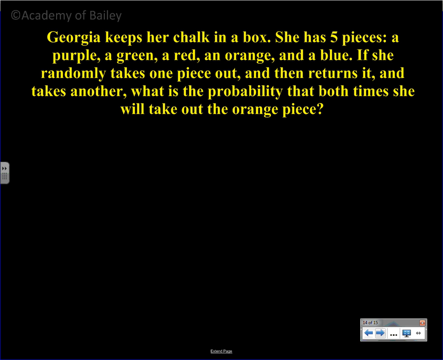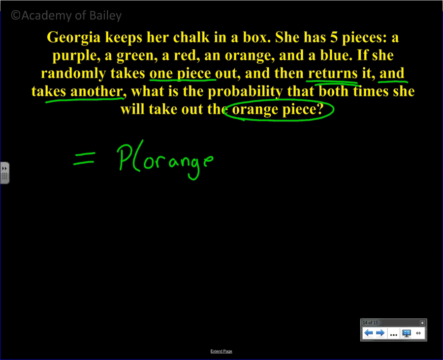Well, let's think about this. She's going to be pulling out 2 pieces of chalk. So if she randomly takes one piece out and takes another piece out, so there are 2 pieces of chalk being chosen, and what's the probability that they're both orange? Well, if there are 2 pieces of chalk being chosen, it's either independent or dependent, but because she returns the first piece, this is the reason why it is independent. So the probability of an orange piece of chalk is going to be multiplied by the probability of an orange piece of chalk being chosen.